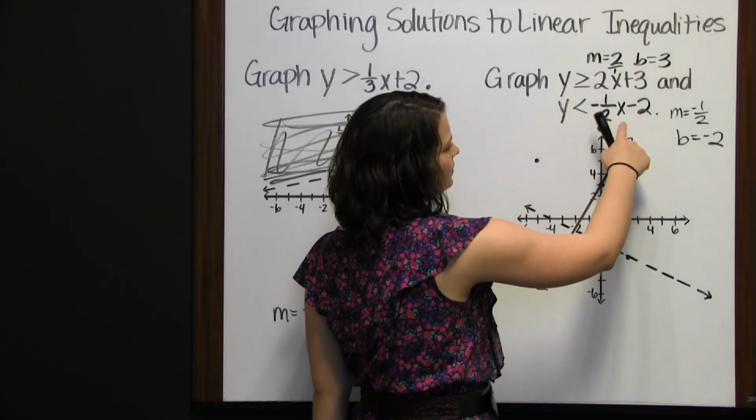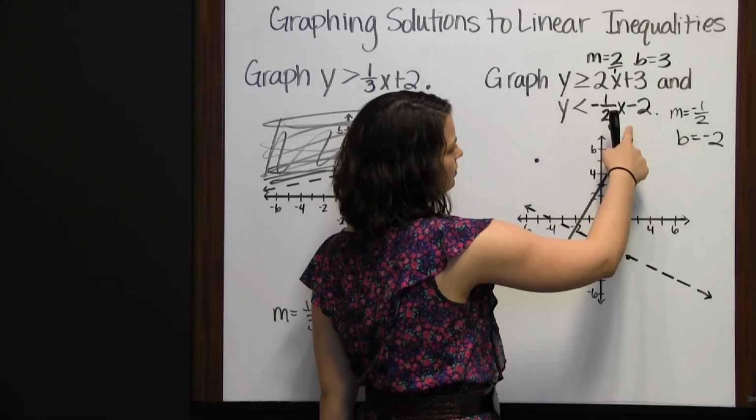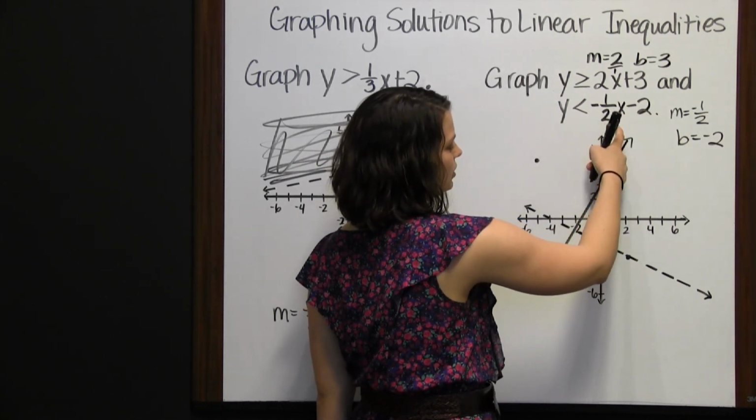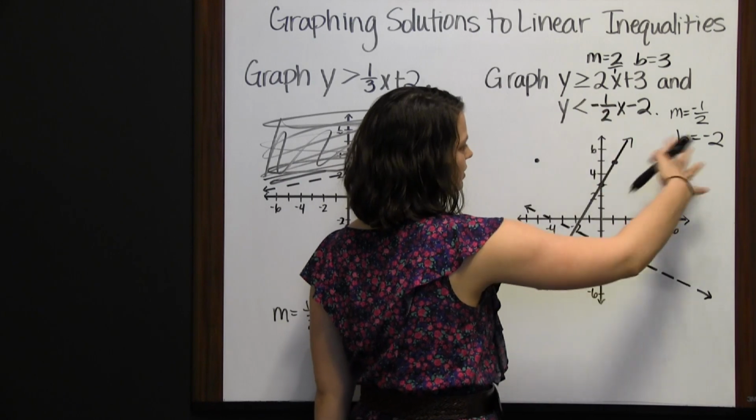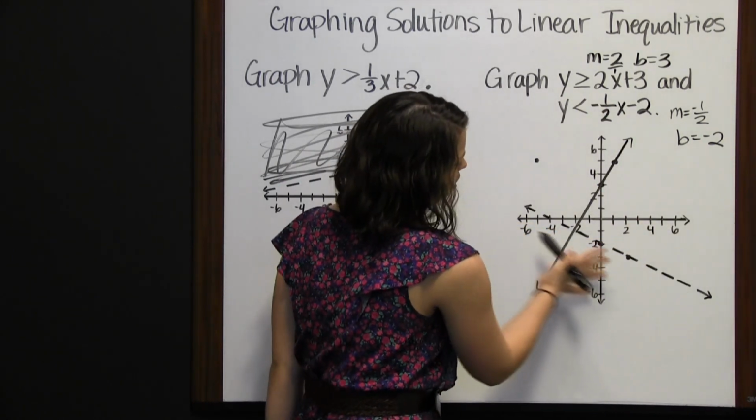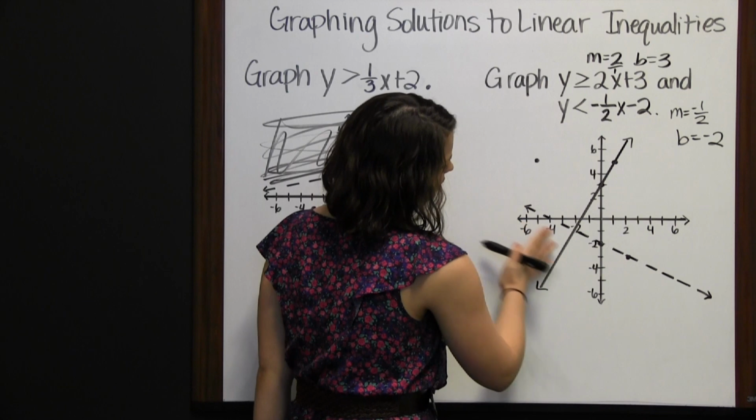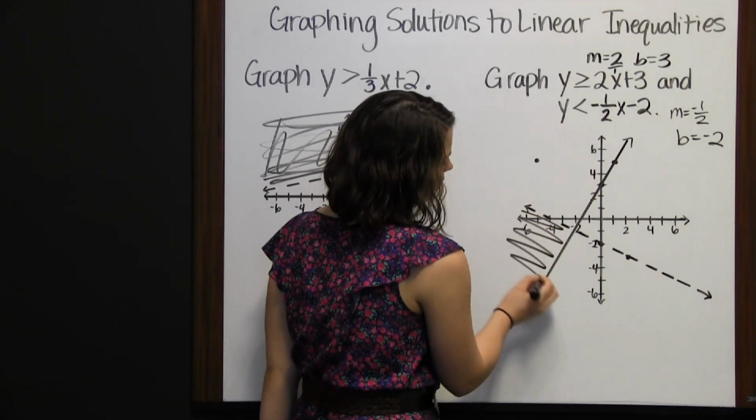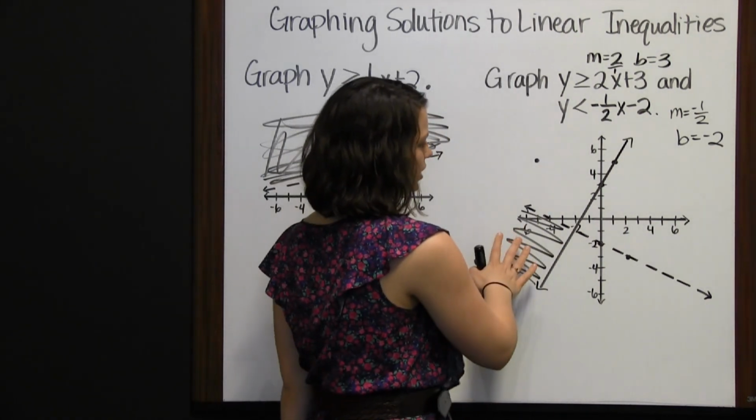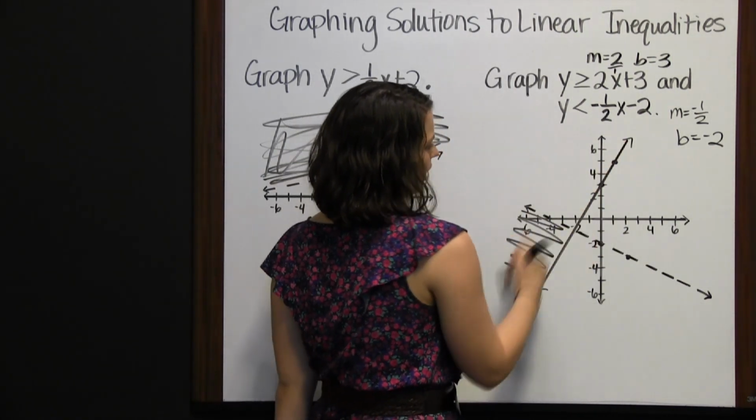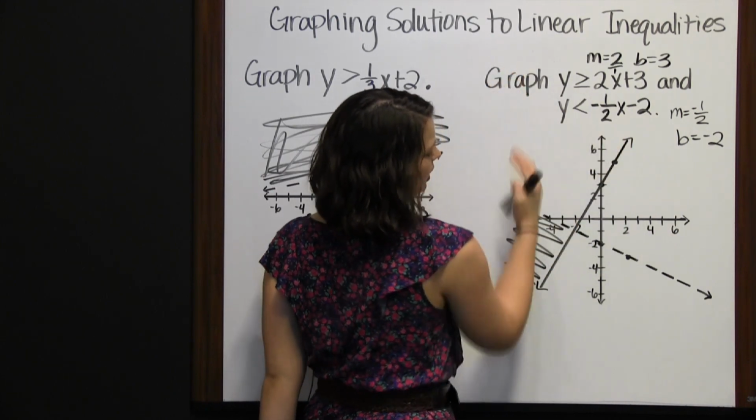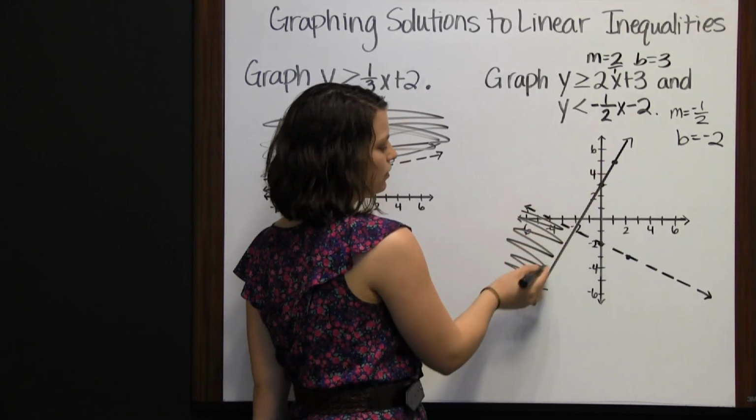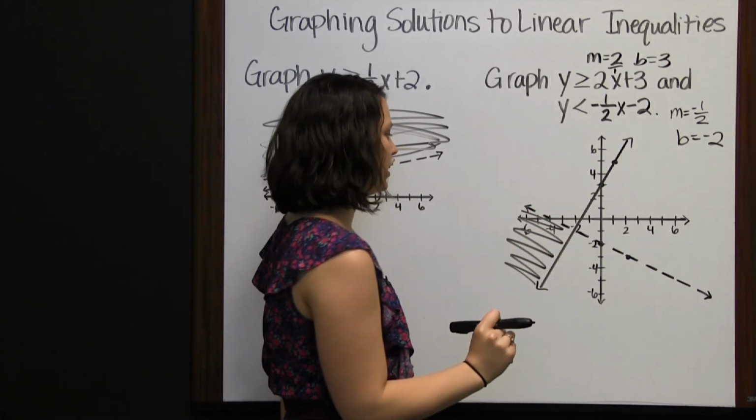So negative 1/2 times 0 is 0. 0 minus 2 is negative 2. So is 0 less than negative 2? It is not. So this is not where we're shading for this one. We're shading down here in this region. And so where the two shaded areas overlap would be right over here. This is your solution, since for this line we were shading on this side, and for this line we were shading on this side. So the two shaded areas that overlap is just this region right here.